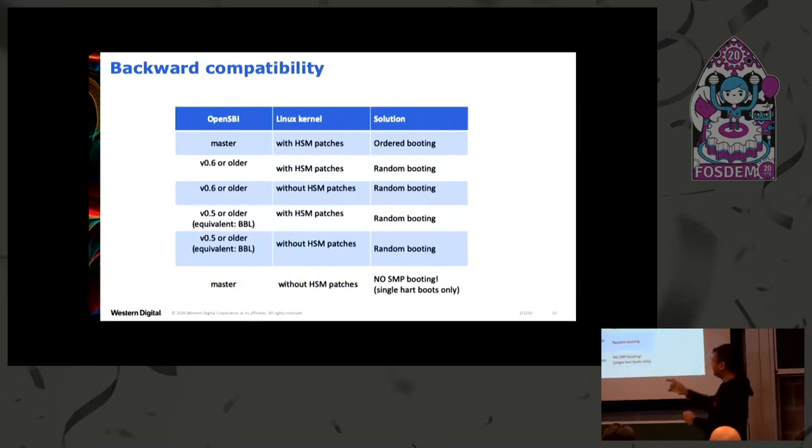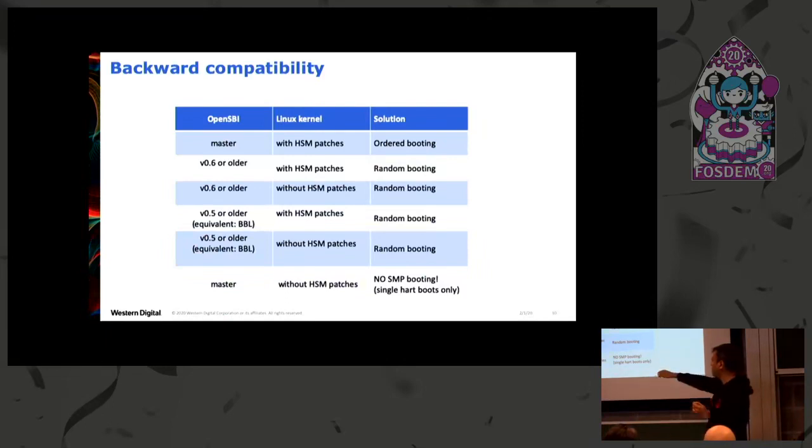But if you are using the master branch of OpenSBI, which will have the HSM patches, and you are using a Linux kernel without HSM patches, then you will only get one core, because now the Linux kernel thinks that the HSM extension is supported, but it's actually not implemented. The Linux kernel basically is not making those calls, so you will not get SMP booting.